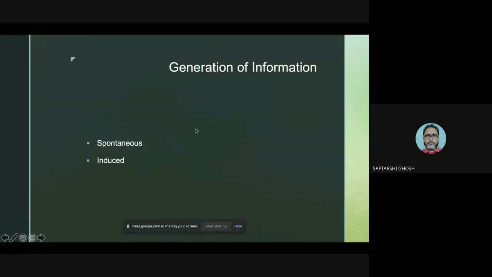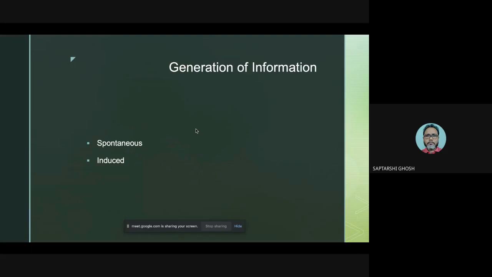So what I was saying, generation of information can be of two types. One is the spontaneous generation, and the second one is the induced information generation. Now, this spontaneous information generation might have some bit of ambiguity involved therein. The spontaneity is not induced, but it can be a kind of reflexive enough also.